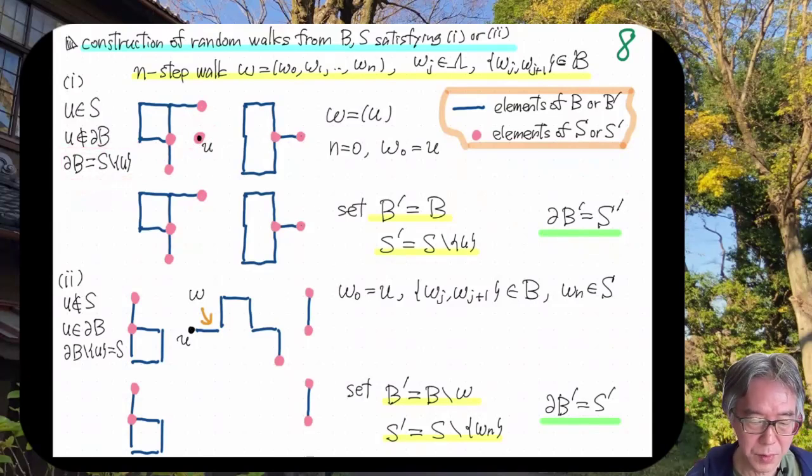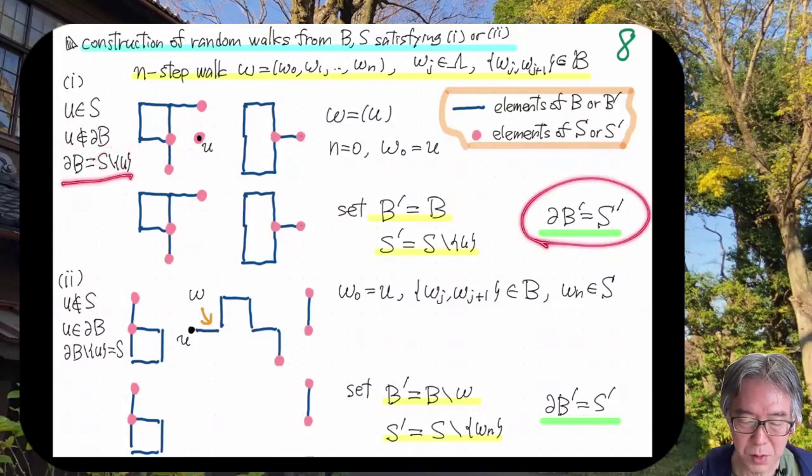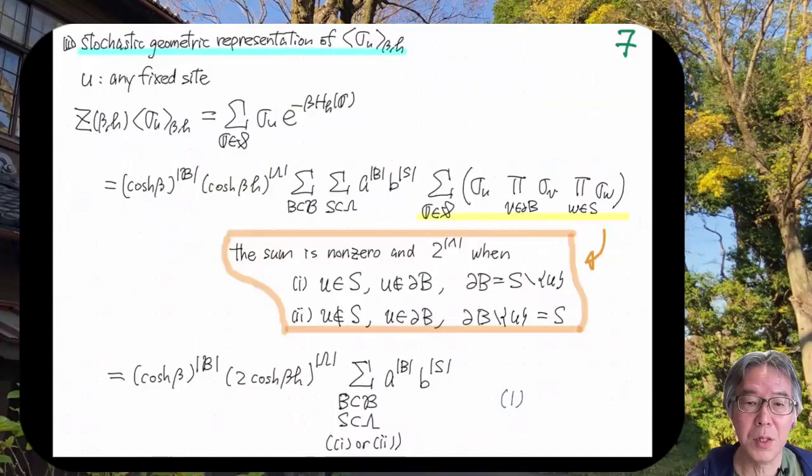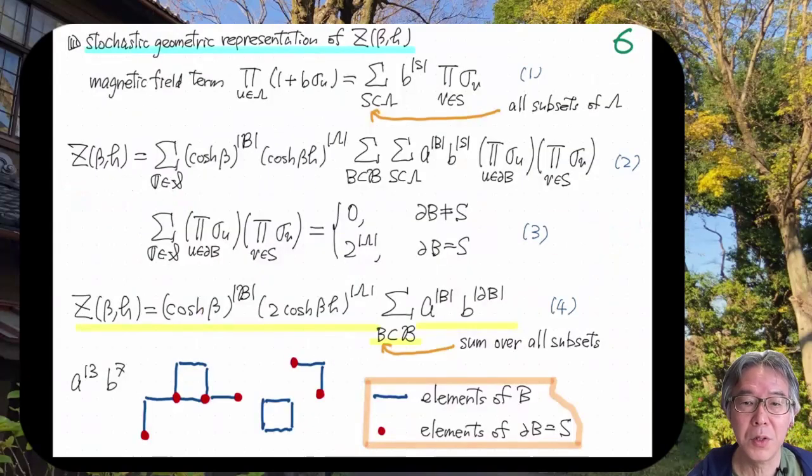But now this is precisely S prime, and B is equal to B prime. So this leads to this. And why is this interesting? I think you understand, but this is precisely the condition that we found for this representation of the partition function.